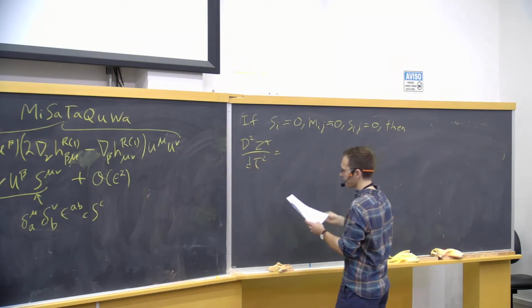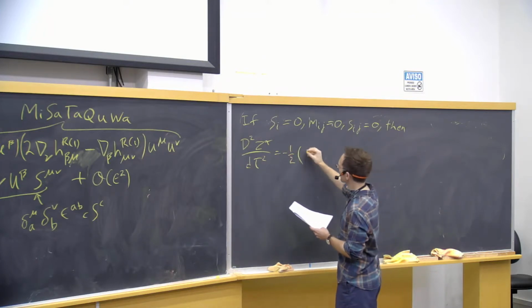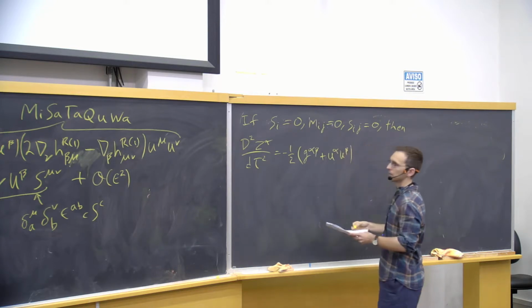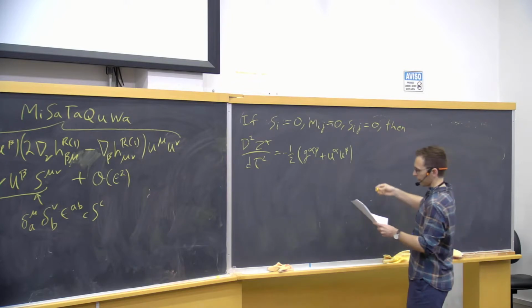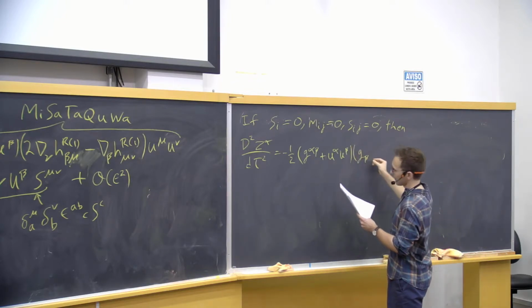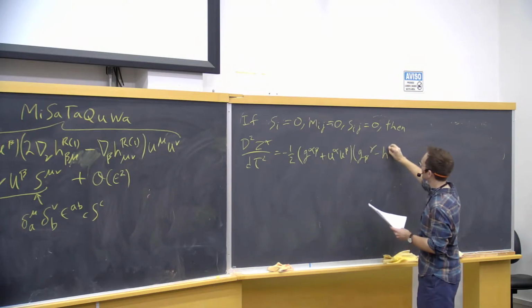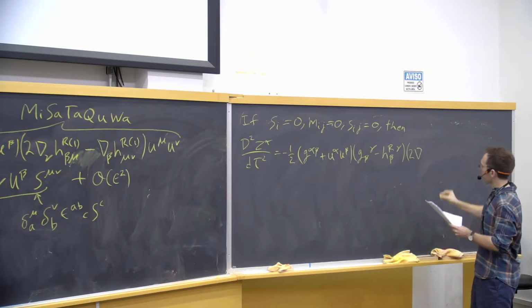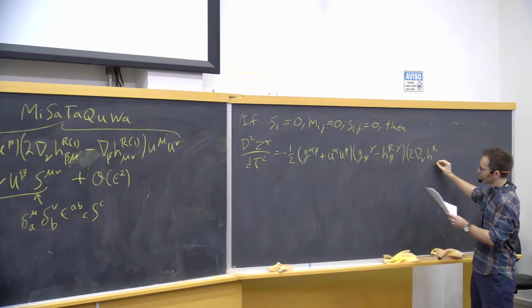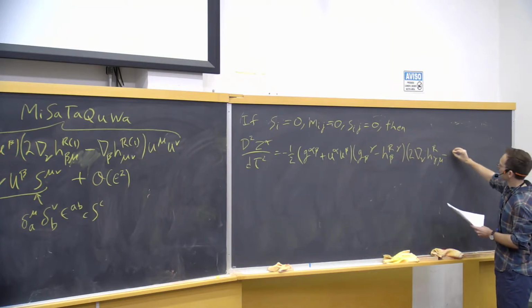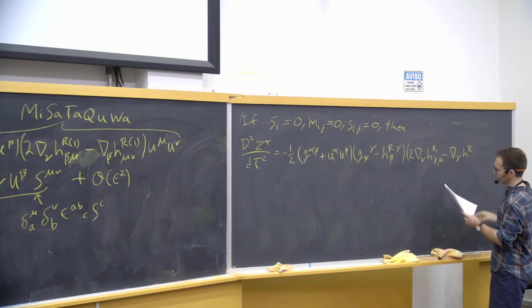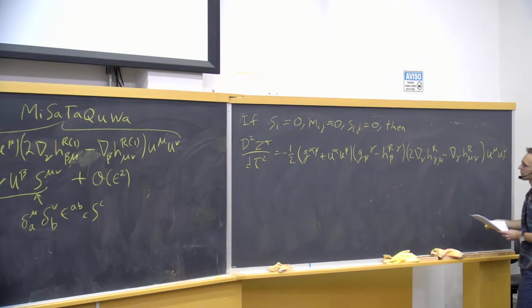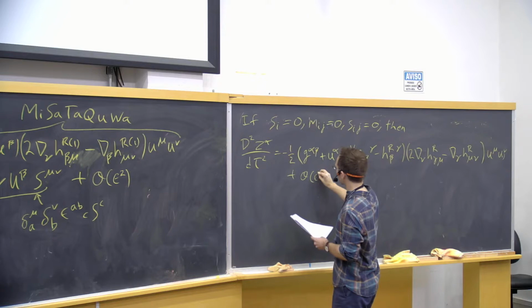actually pretty simple looking. We got minus 1/2 (g alpha beta plus u alpha u beta), just like we had over there at first order. Then we've got a factor g beta gamma minus h R beta gamma, and then another factor, 2 grad nu h R gamma mu minus grad gamma h R mu nu, all contracted into the four velocity twice. And this is up to order epsilon cubed corrections.